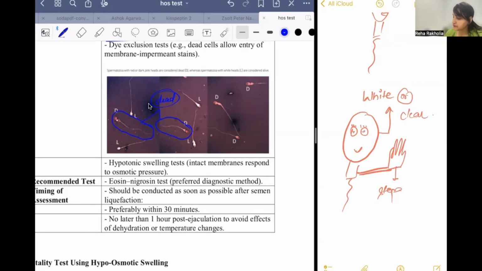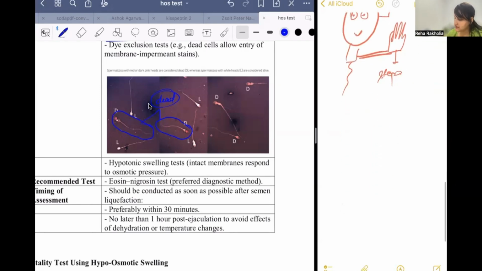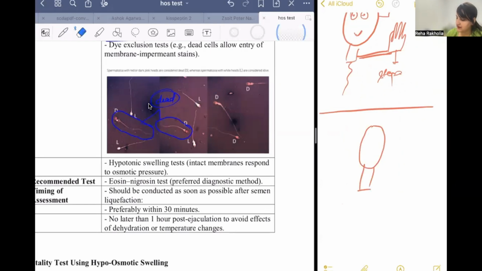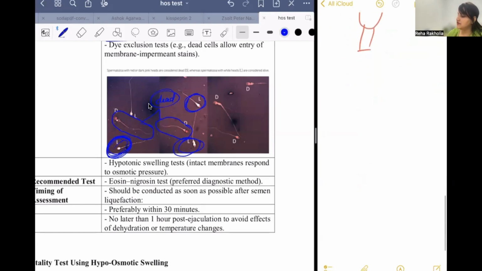Now, what is the hypo-osmotic test? This was about the dye test. As we can see, this sperm is live. It is white, no? Head is white, so that means this one is live. This one is live, this one is live. White with a white head, it is not letting dye enter in it.